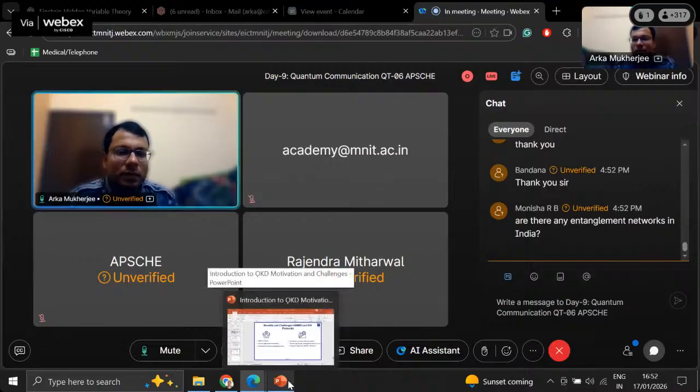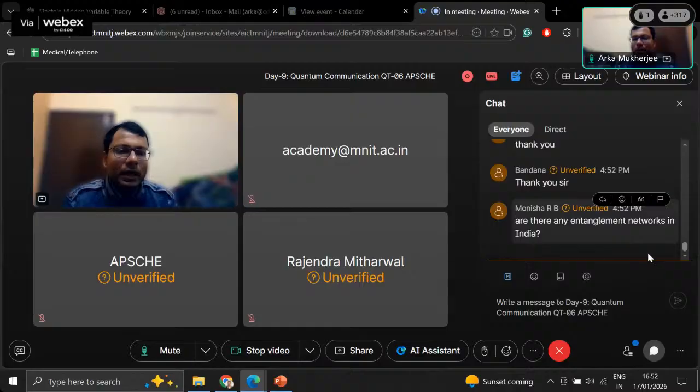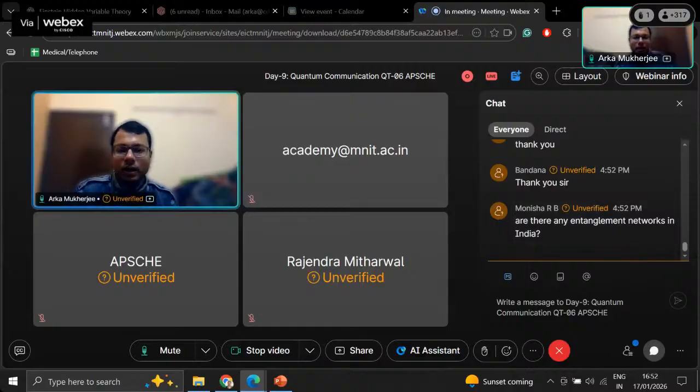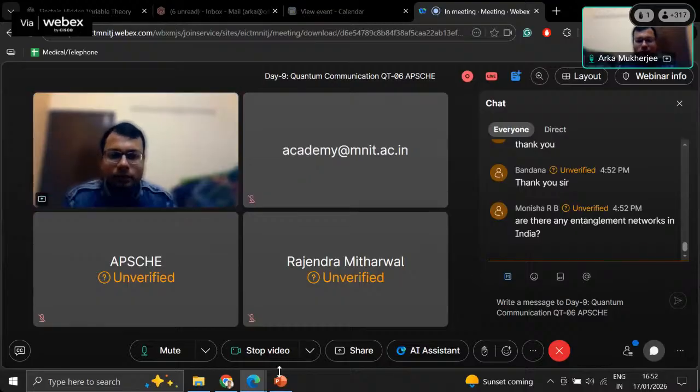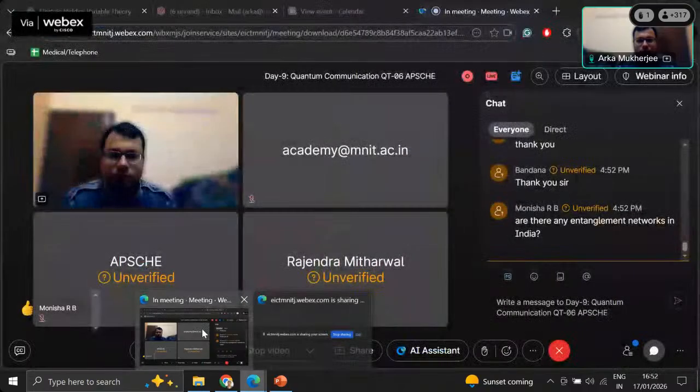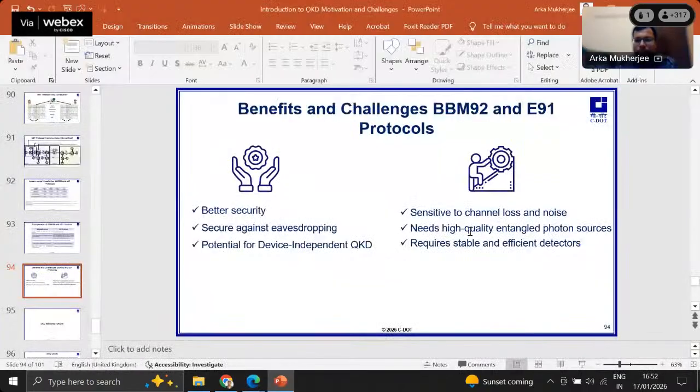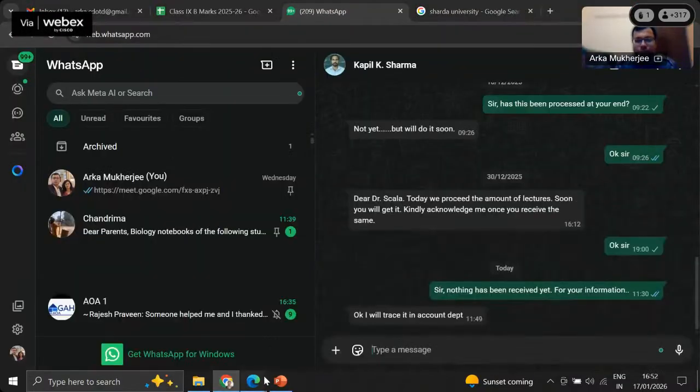So it is being planned under NQM. Entanglement networks are being planned under NQM. Not presently, as per my knowledge, it is not there at present. As far as my knowledge is concerned, if I am not wrong, it is not there at present. But people are working to make it work for the entanglement network.